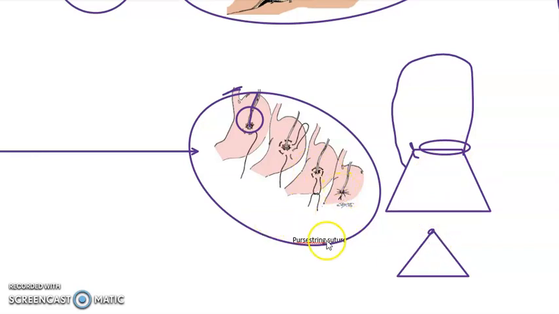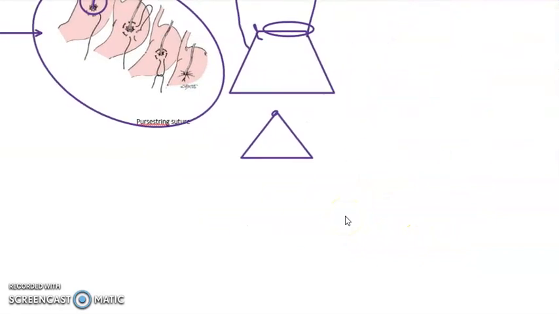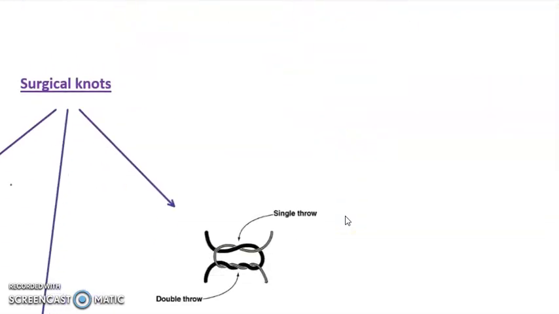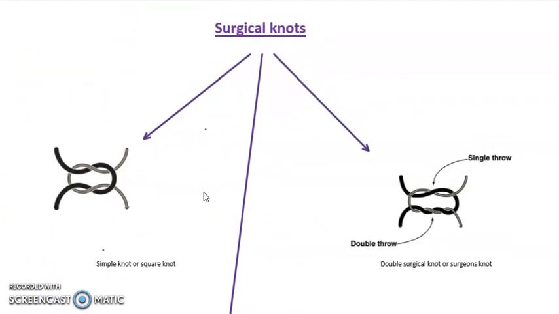This is the same with the purse string. So when you press this string and you pull it, it's going to look like this. Anyway, this is what you needed to know about purse string suturing. The other part of this lecture, which is very important, is understanding what surgical knots are.